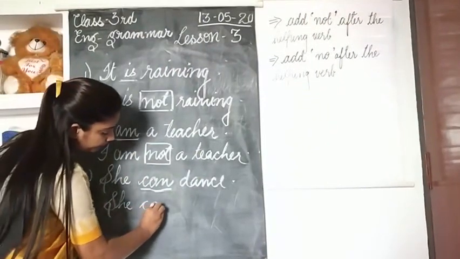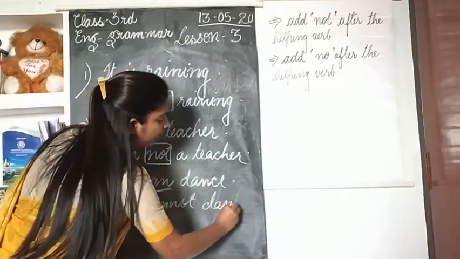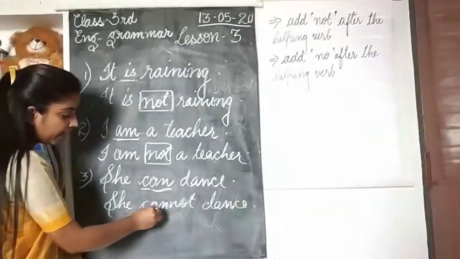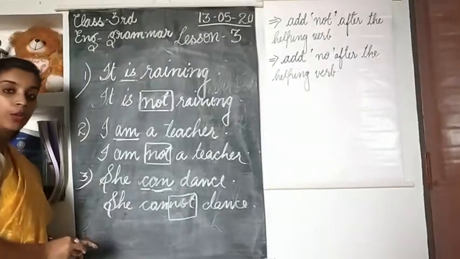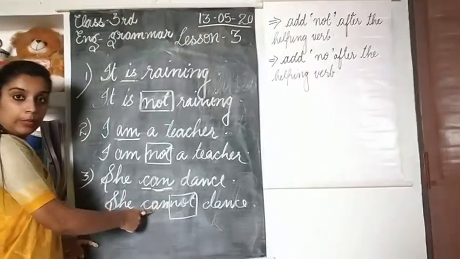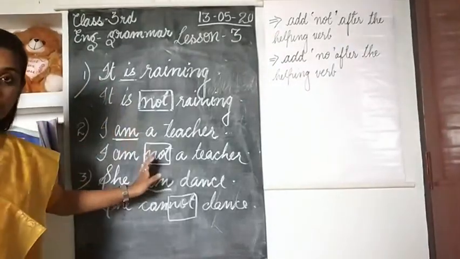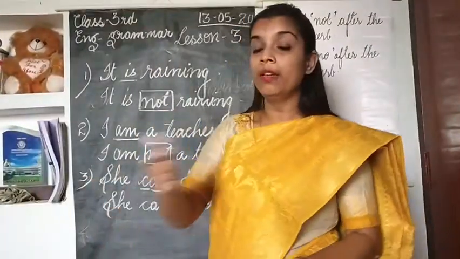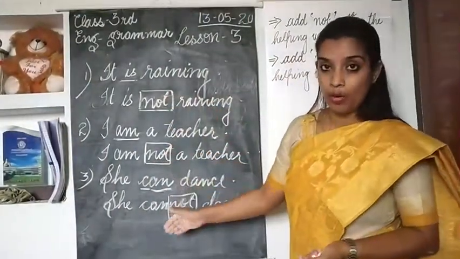She cannot dance. She cannot dance. You can see can is present, it is a helping verb, and I have changed it into negative by adding not after the helping verb. Got it? So children, if a sentence has a helping verb in it, it is very easy to change it into a negative sentence. We can change it easily into negative by adding the word not.